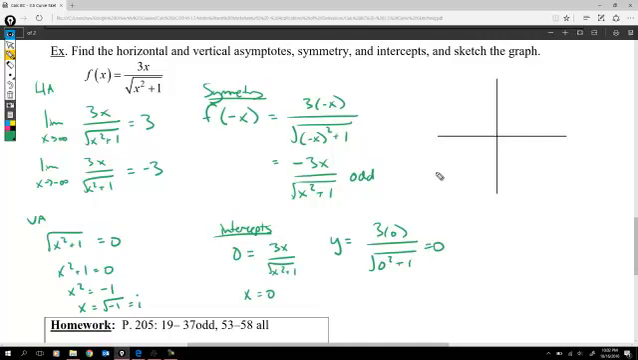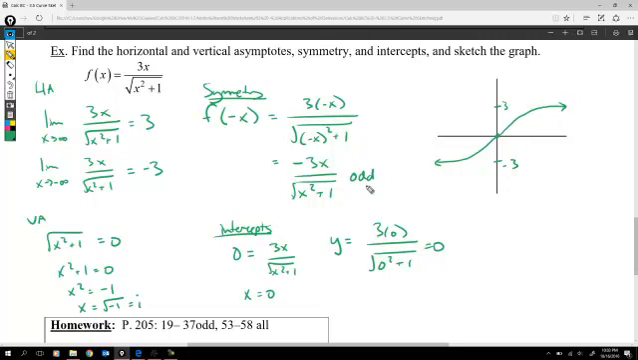Okay, so let's try to curve sketch this. I know that I'm going to pass through 0. And I know that my function approaches negative 3 as it gets further and further out to negative infinity, so it's going to do something like this. And then as I go to positive infinity, it's going to do something like this.